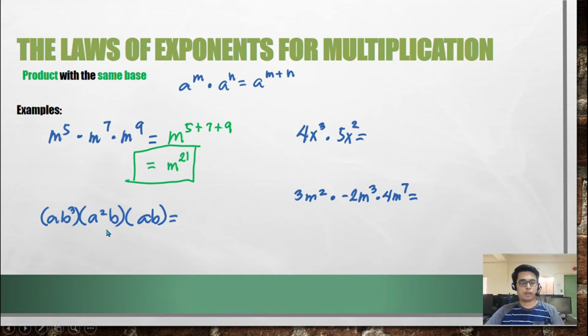So we have 3 terms. So a b cube times a square b times a b. So ganito. Ang titingnan natin ay yung variable. Since may common variable sila, okay, copy the common variable a, then add those exponents. So, ang i-add natin ay, sa unang term, we have 1 plus 2, okay, then sa third one dito, ay plus 1.